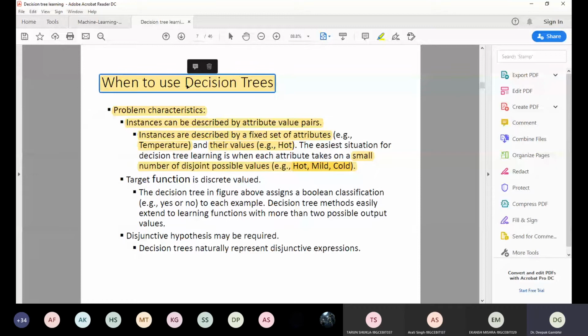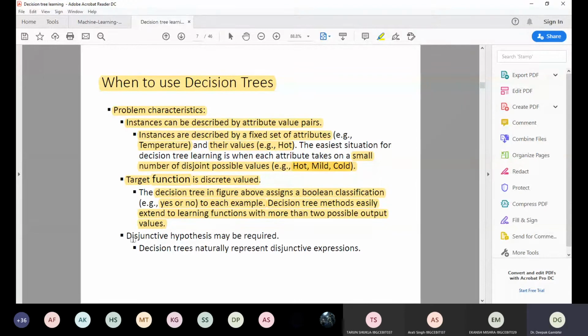In the case of decision tree, the target function is also discrete valued. In our example, we have seen that the target function is the Boolean classification in which the output is either yes or no for each example. So the decision tree method easily extends to learning functions with more than 2 possible output values. I have given the example of learning a car number plate, where we can make it learn more output values, that is 0 to 9. 10 classes of output are possible.